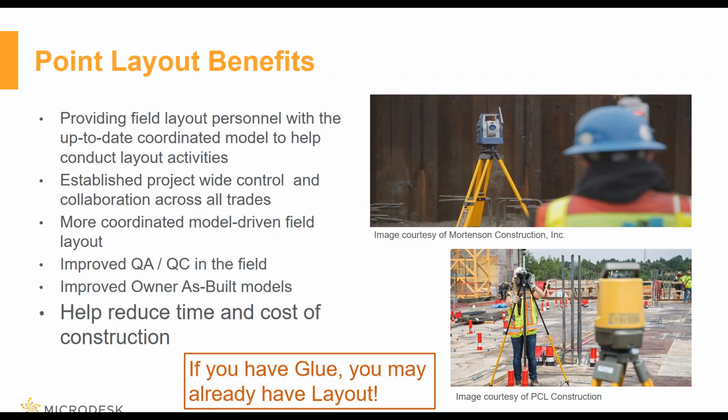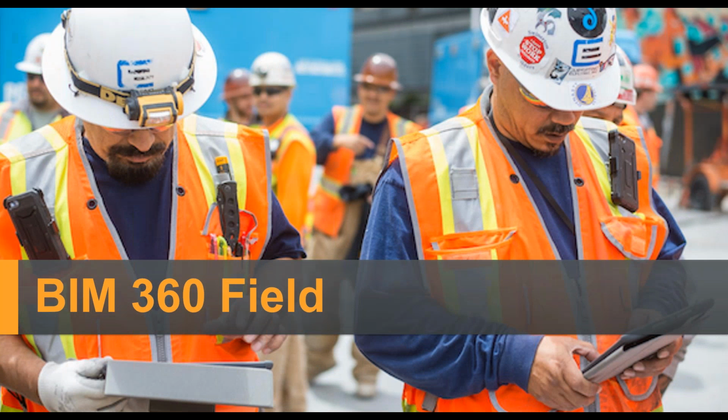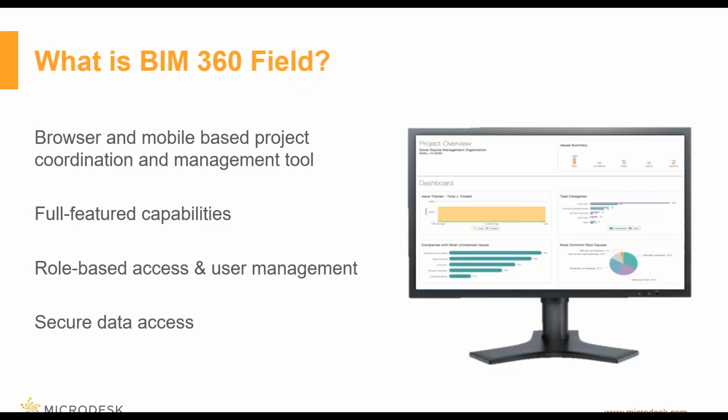Okay, so we talked about our main tools where we can store our content and share it and do our reviews. We talked about Glue where I can actually do clash detection and model review. And then I talked about how Glue can connect to point layout so I can actually track the locations of elements, and how if there's a problem there, that can actually tie into something called BIM 360 Field. Now, BIM 360 Field is a tool for project management and coordination. So again, cloud, web-based. You can manage the roles and give people specific access, and it is secure.